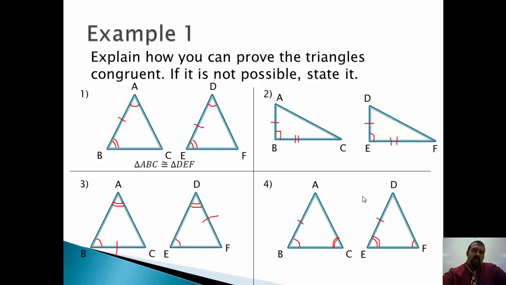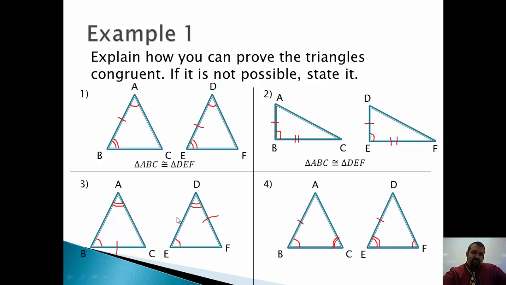In number 2, if I look again, if I just look at the order, yeah, it's a right angle here, but all right angles are congruent. So side, angle, side, side, angle, side. Yep, those two triangles have to be congruent. Reason is side, angle, side.